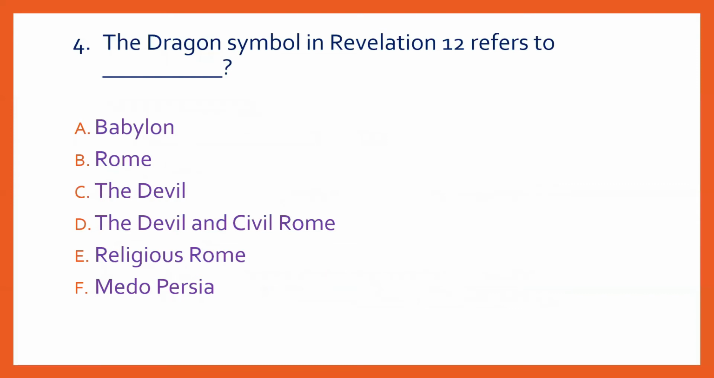The dragon symbolized in Revelation 12 refers to whom? Babylon? Rome? The devil and civil Rome? Religious Rome? Or Medo-Persia? You have to tell me who it refers to, right? So I'm looking forward to you telling me which one that is.